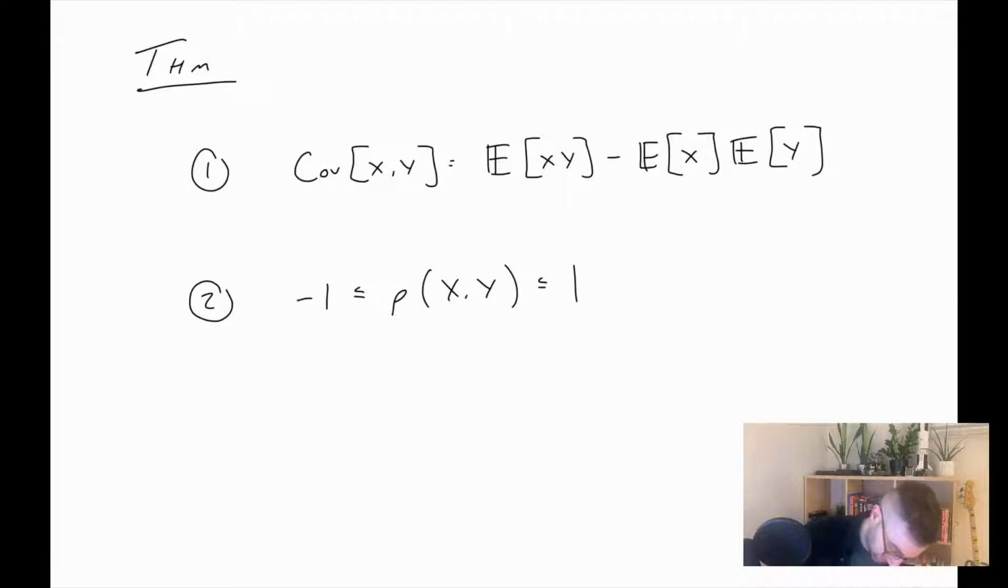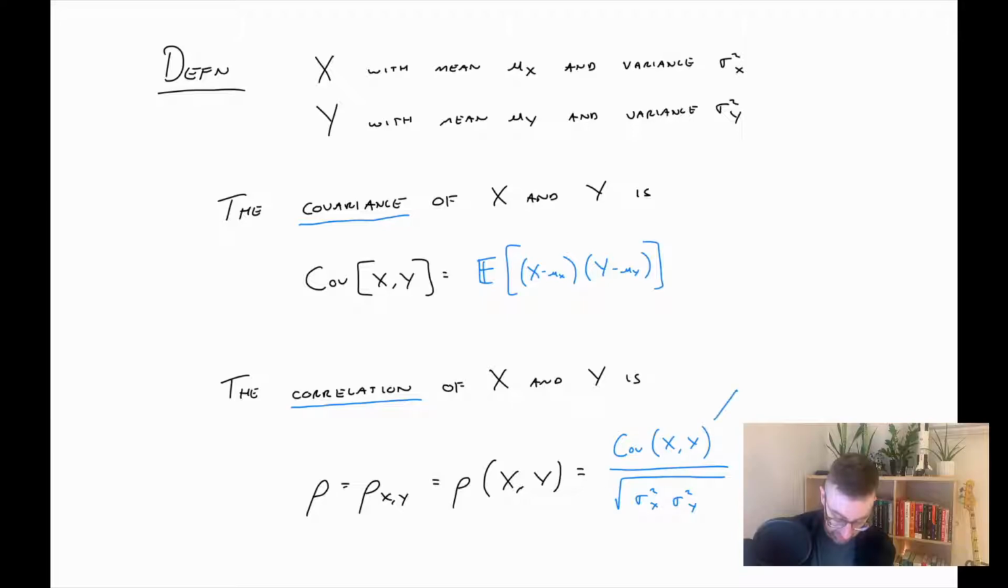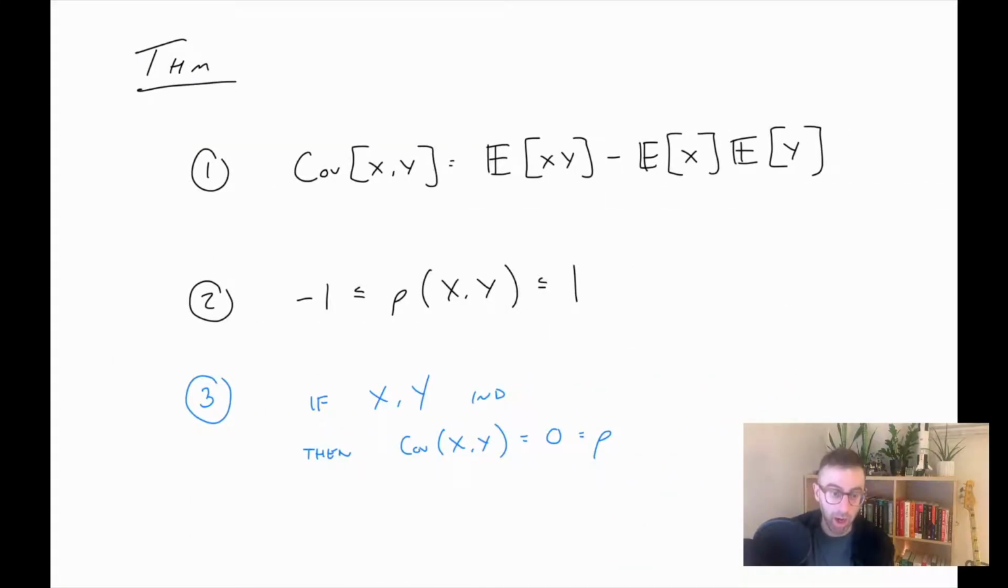And then lastly, third thing here. If X and Y are independent random variables, then the covariance of X and Y is 0. And so is the correlation, just because if you plug in 0 here, it's going to make it 0. But the thing to be very aware of is that the reverse is not necessarily true.